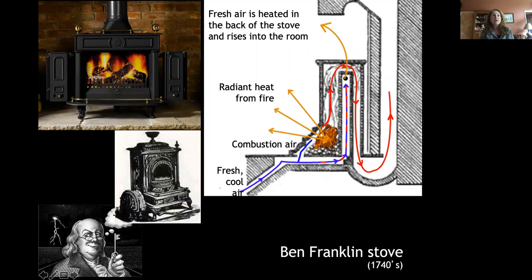The cast iron stove was also pulled into the house, pulled inward, so it could be exposed on all four sides, and you could have greater radiant heat from all of the surfaces. So this became the standard method of heating throughout the 19th century in colonial America.